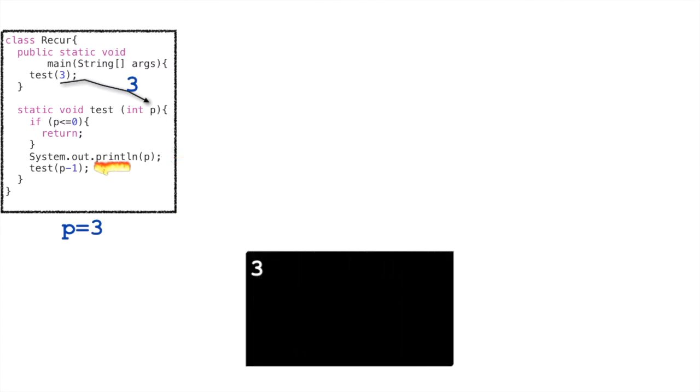The next line has the recursive call with a parameter of p minus 1. That is, in the recursive call, the parameter is going to change from 3 to 2. A recursive call is always considered as a separate method. You can consider that you are calling another method that has the same name test, but the incoming parameter is different. In this case, the parameter is 2.